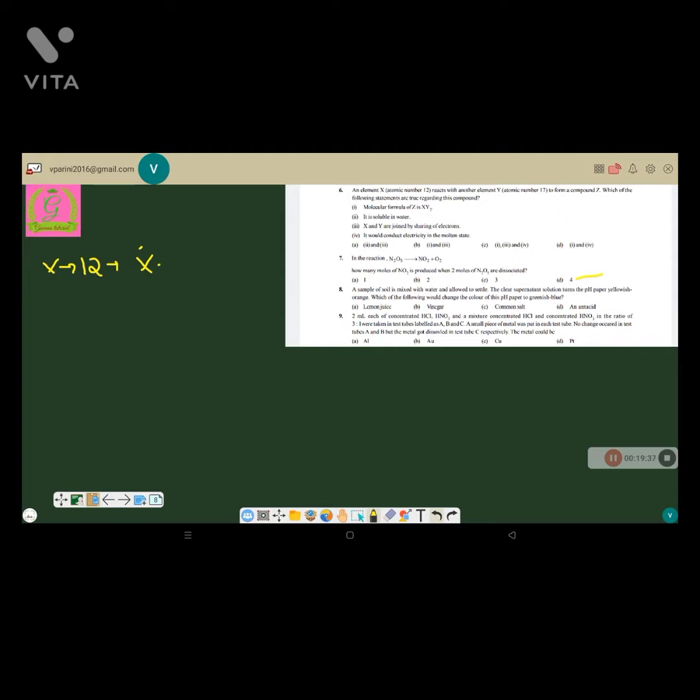Y has atomic number 17. If you write its electronic configuration, how many outermost electrons are there? Seven. Among the 7, 3 pairs are paired and 1 is unpaired. Which of the following statements are true regarding this compound?